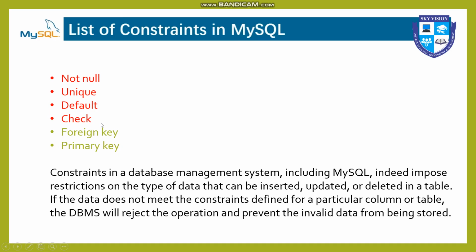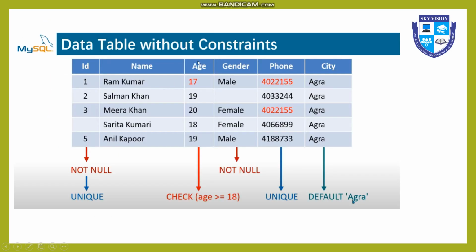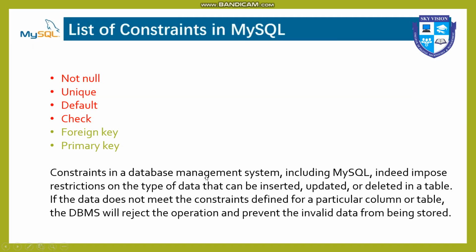Check means check constraint. Suppose I take age over here and I want every entry to be above 17. You can see the check is age greater than or equal to 18, and only then can you take the entry inside of that. A constraint is nothing but a restriction on your data. The foreign key and the primary key we will learn when the concept comes. These are also constraints, but the main constraints in your syllabus are not null, unique, default, and check.